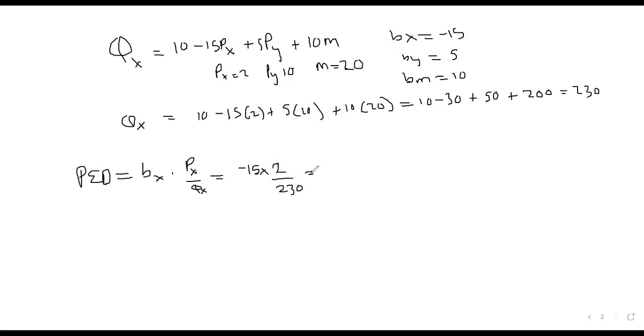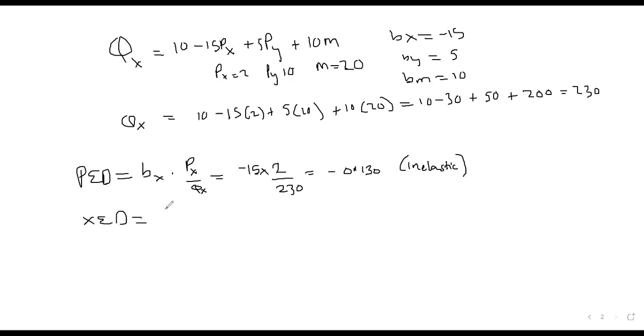This is inelastic. So we're going to get negative 1.30. So because it's starting with a 0 point something, our comment is that this is inelastic. Inelastic. Then we go to the cross price elasticity.